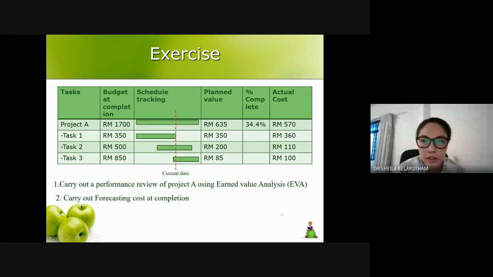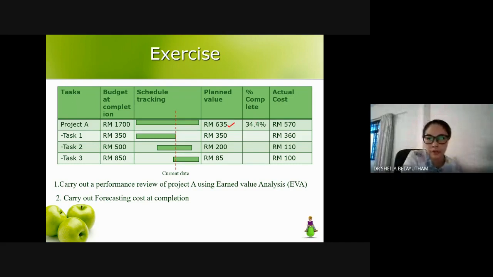And the percentage complete for project A is 34.4%, and the actual cost that you have spent is around 570. So based on this, you should see that task 1, 2, 3 has been represented as the project. The progress has been accumulated to portray the project, and currently at this stage, the percentage of completion is 34.4%. So from here, you should be able to get the planned value of 635.